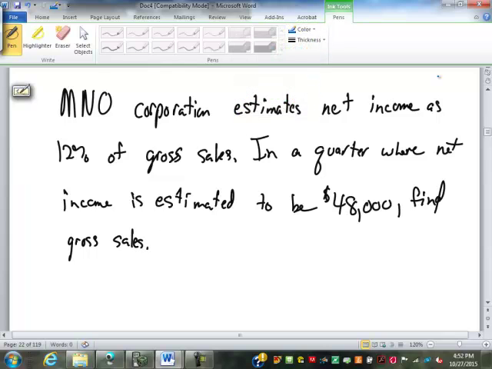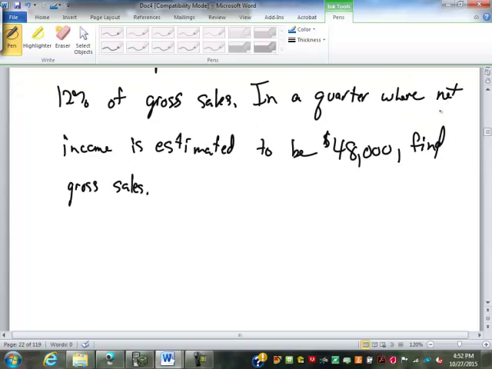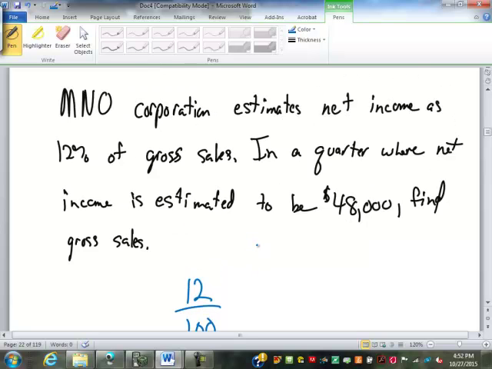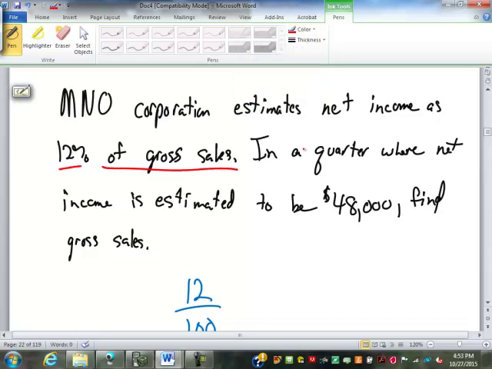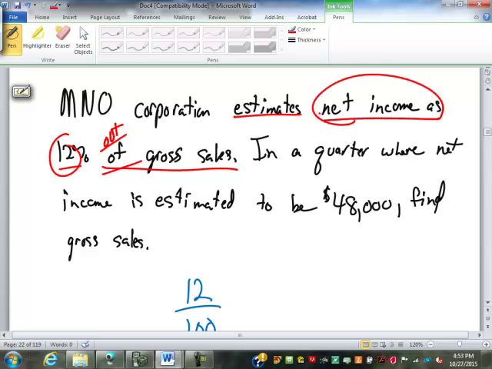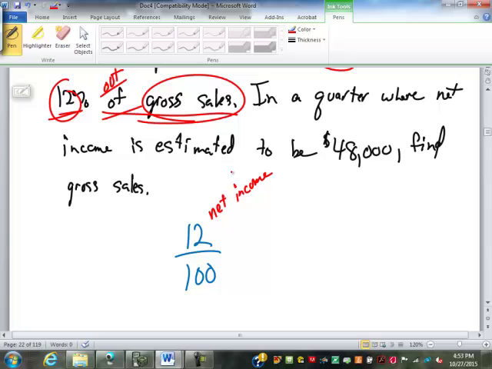So in a problem like this, we have the percent. 12% is 12 out of 100. But what is that percent representing? It's 12% of gross sales, so it's not representing gross sales. It's something out of gross sales. The net income is being represented by the 12%. Net income is estimated as 12% of something. So the 12 represents the net income, and that is out of gross sales. So the 100 represents gross sales.